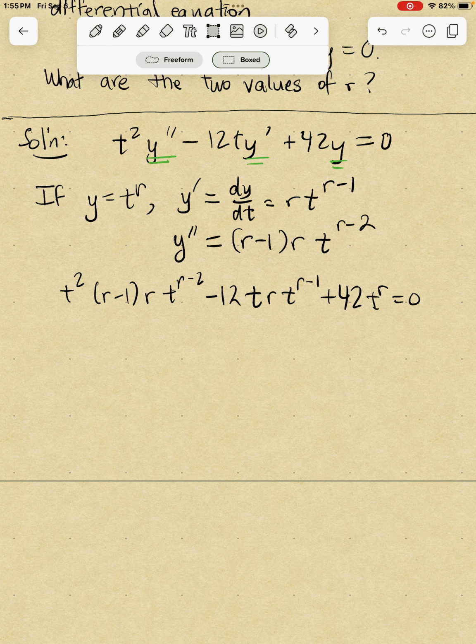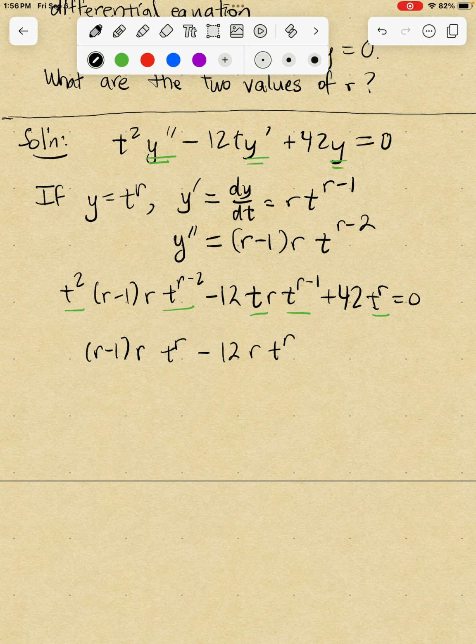Well, we can combine some terms together because I see a t squared and a t to the r minus 2. When you multiply them, that's going to give you what? t to the r. And I also see a t times t to the r minus 1 here, and when you multiply them, you're also going to get t to the r. And I have a t to the r here. So let's write that down. So I have r minus 1 times r times t to the r, minus 12r t to the r, plus 42 t to the r equals 0.